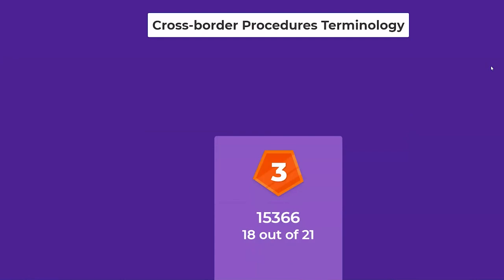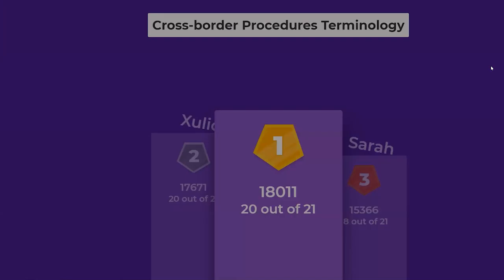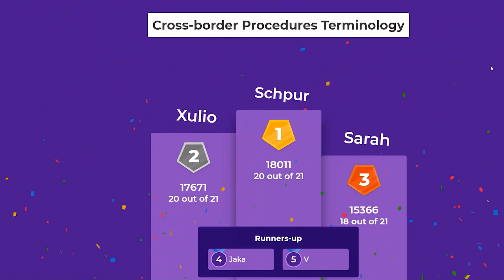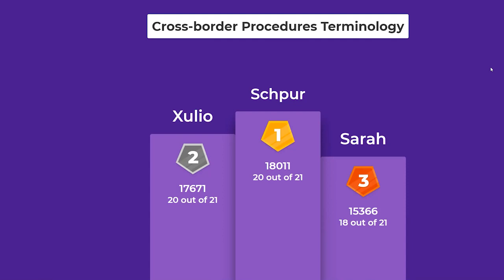So Sarah took the third spot. Congratulations. Julio has the second spot. And Spur has the first place. Congratulations to everyone who was participating. Jaka was the fourth and V was the fifth. Congratulations to everyone who participated. You did great, especially the ones who guessed basically every answer correctly. I can see that the questions could be a bit more difficult than they actually were.